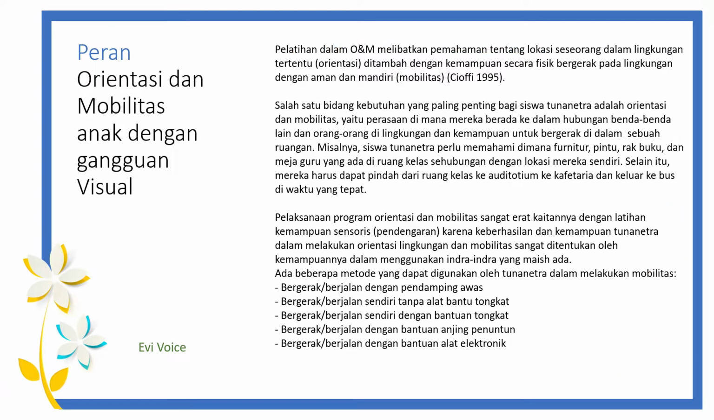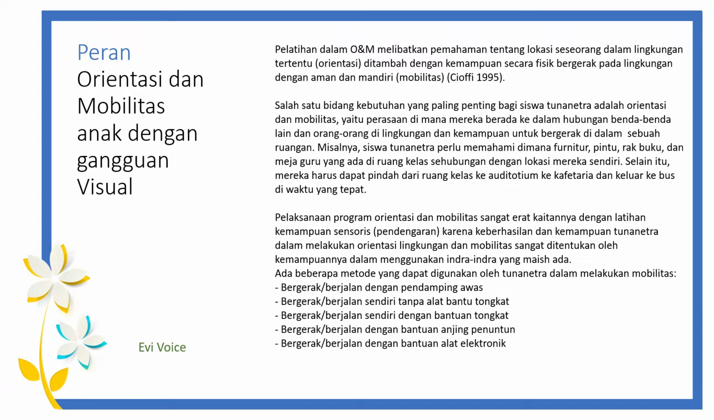The role of orientation and mobility of children with visual impairments. Training in O&M involves understanding of one's location in a particular environment, or orientation, coupled with the ability to physically move in an environment safely and independently, or mobility. According to Hill, 1995.